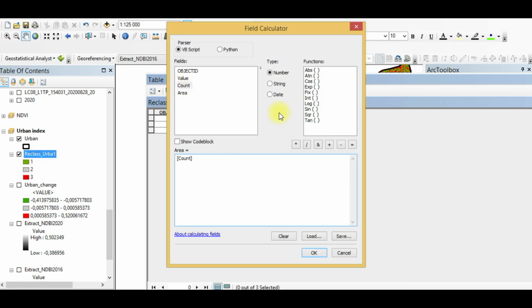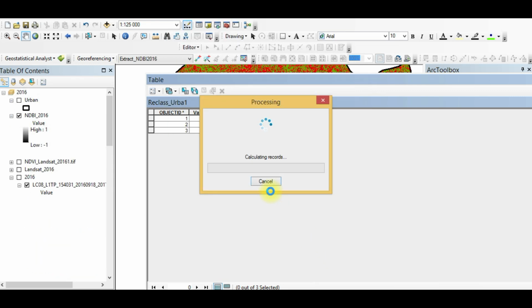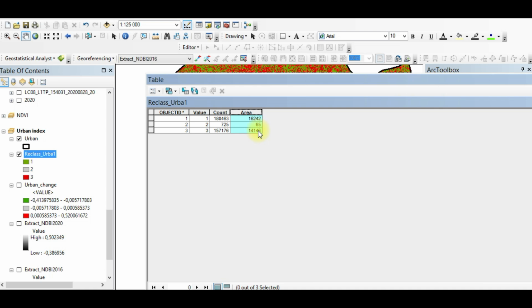So we'll multiply count by 900 and divide it by 10,000. That means in hectares, right? Because 1 hectare is 10,000 square meters, and 900 is the area of one Landsat pixel. Count is the number of pixels. Let's click OK. So we can see that there is a decrease of urbanization. This is a surplus of urbanization, this is neutral, no change, and this is a decrease of urbanization. So more than 16,000 hectares are experiencing decrease of urbanization.